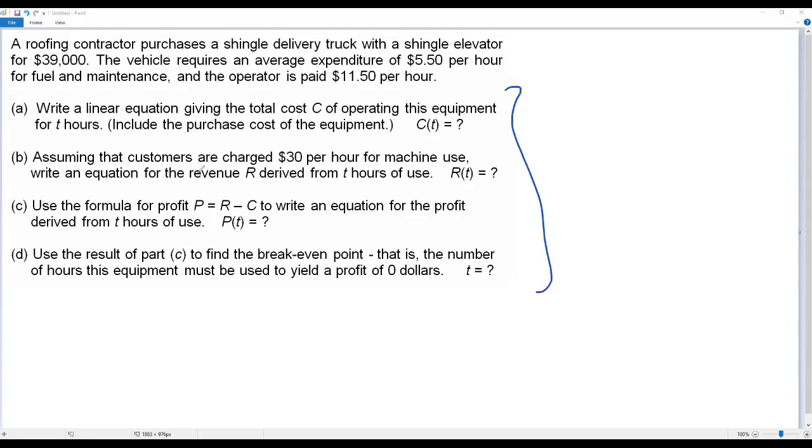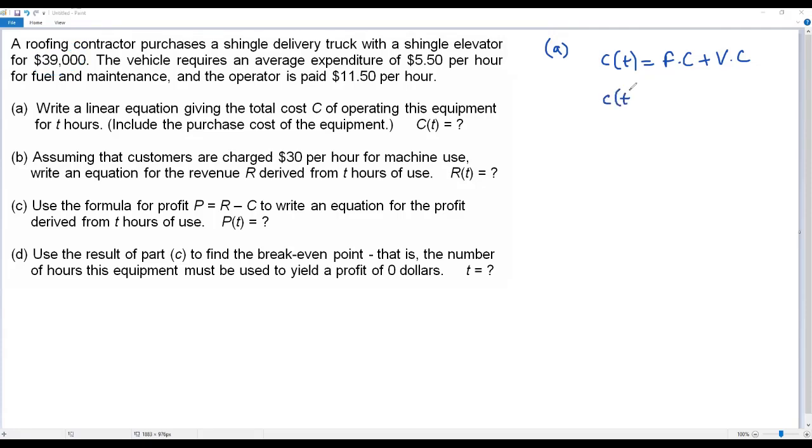So the first question is, write a linear equation giving the total cost C of operating this equipment for T hours into the purchase cost of the equipment. Okay, now let's answer part A. So to get the total cost C of T, we have to add the fixed cost and variable cost. In this case, the fixed cost is the purchasing cost of the truck, that is $39,000.